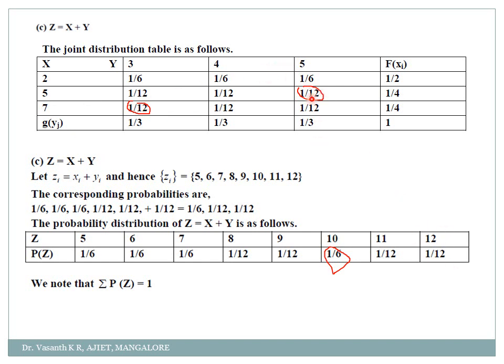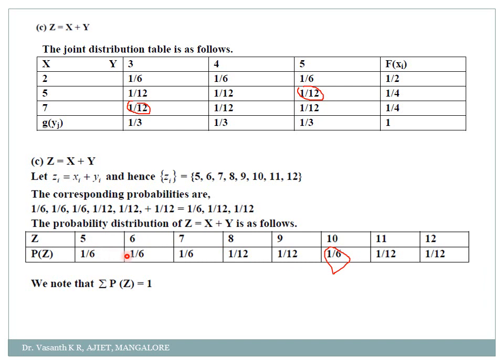Next 11. Okay, I stopped here. Next 7 plus 3 is 10, that is done. 7 plus 4 is 11. 11 is obtained nowhere else, so its probability is 1 by 12. 7 plus 5 is 12, so again its probability is 1 by 12.